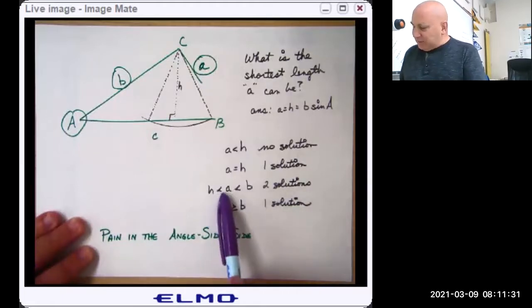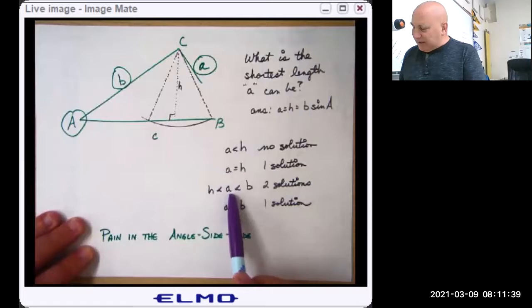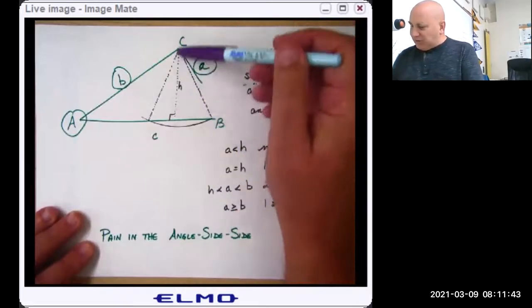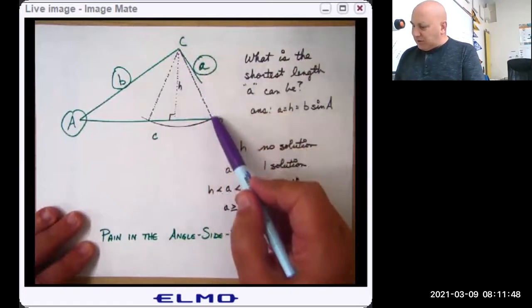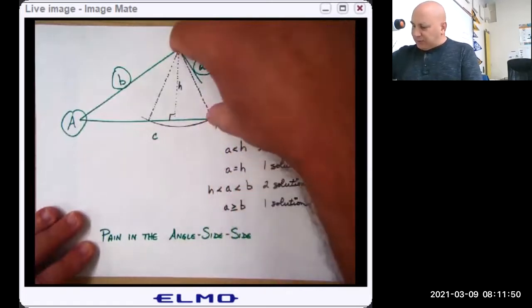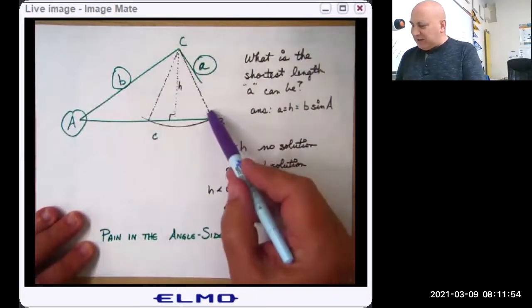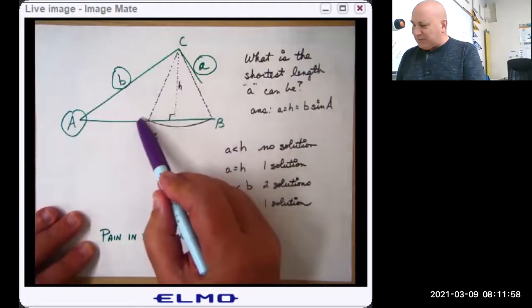Now, if a is between h and b, and I don't want you to write this down and memorize this or look at your notes, I want you to understand this. If a is between h and b, there are two solutions. That is because it's longer than this minimum, which means it could come out here, or if you swung it like this, it could touch over here. So your angle B could be this acute angle, or it could be this obtuse angle.